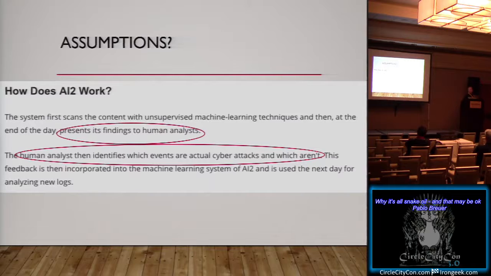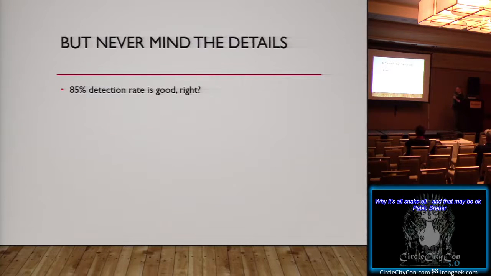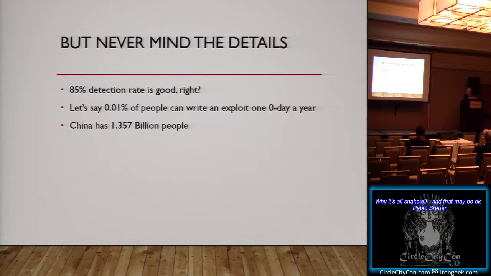But let's look at that 85%. 85% is pretty good, right? 85% is a B average. I like B's. I like A's better, but B's are all right. So let's take a look at what that 85% is. Let's do some math here, because I like the maths. Let's say that 1/100th of a percent of people can write one zero-day exploit a year. 1/100%. I think that's reasonable. 1/100th of the population should be able to write one 0-day a year.